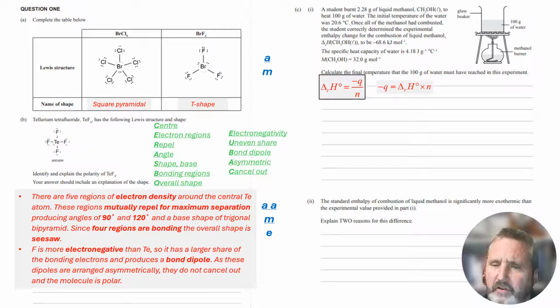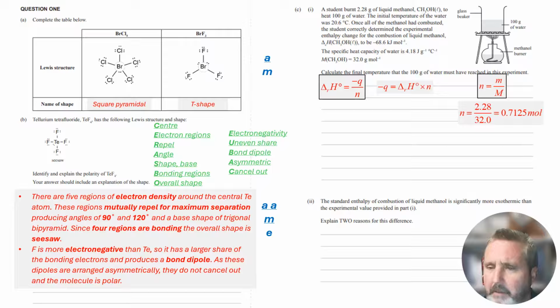Let's rearrange this equation so that the amount of energy equals the energy for the reaction multiplied by how many moles we have. In order to solve this problem, I do have the energy for the combustion of methanol, negative 68.6, but I don't know the moles of fuel that was burnt. So to work out the moles of methanol, I have the grams and the molar mass, so I'm going to be using this equation here.